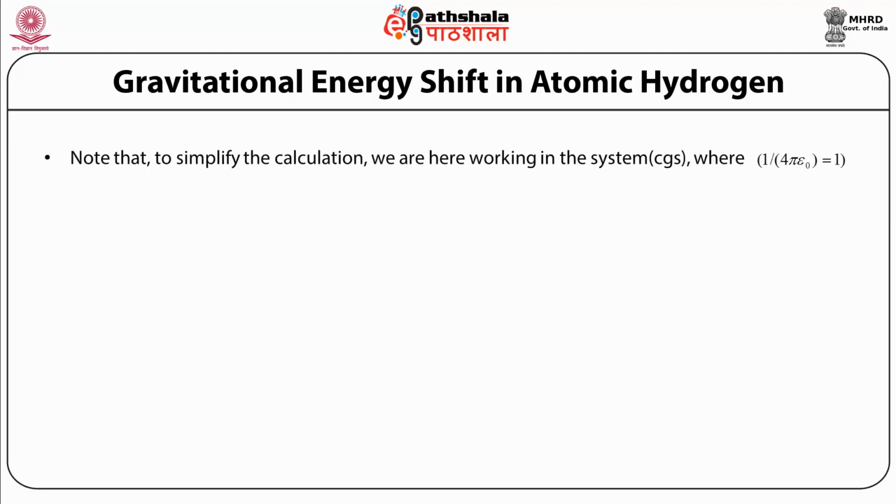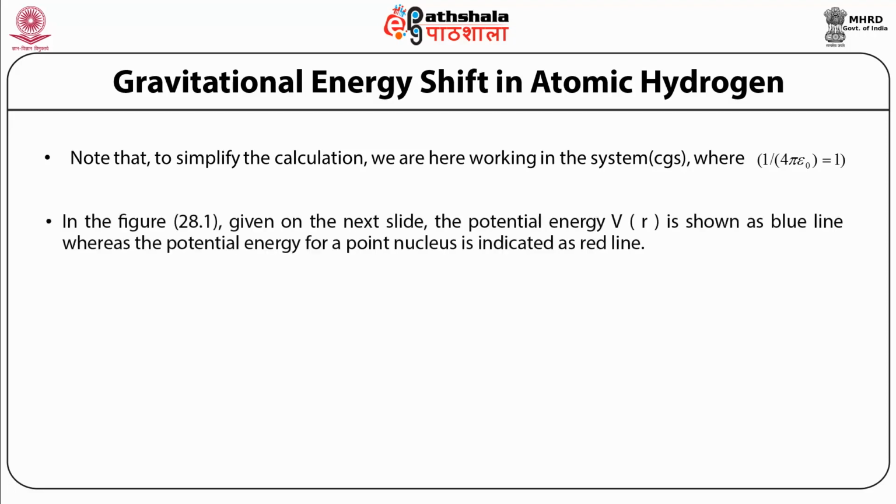Note that to simplify the calculation, we are here working in the CGS system, where 1/(4π ε0) equals 1. In Figure 28.1 given on the next slide, the potential energy V(r) is shown as the blue line, whereas the potential energy for a point nucleus is indicated as the red line.